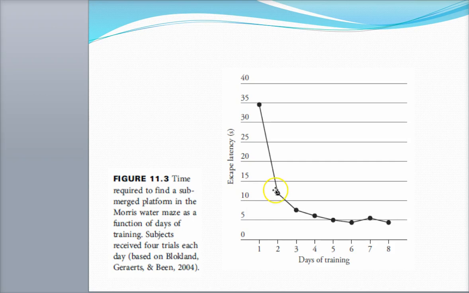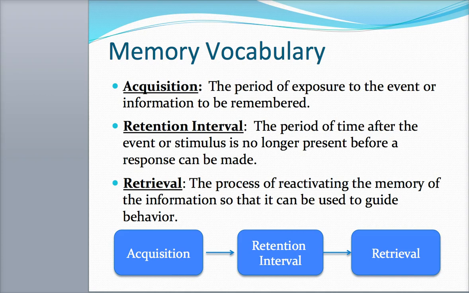On day 2, it drops to about 12 seconds, and it continues dropping until around day 5. You see that it's only taking about 5 seconds for the rat to swim directly to the platform. So those are 2 ways that we can study memory. And before we move on, now's a good time to talk about some vocabulary.